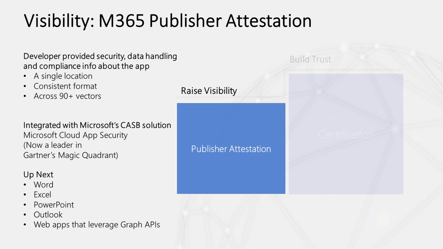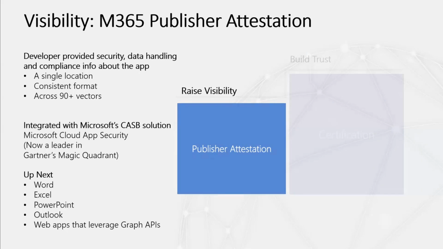So what the actual publisher attestation is, we ask 118 questions across 90 plus different vectors, and we collect information in three main categories. So there's the general information that includes contact information, licensing information, location of the headquarters. So if a customer is looking to move forward and needs to reach the app developer, they know who to contact and, more importantly, how to contact them.